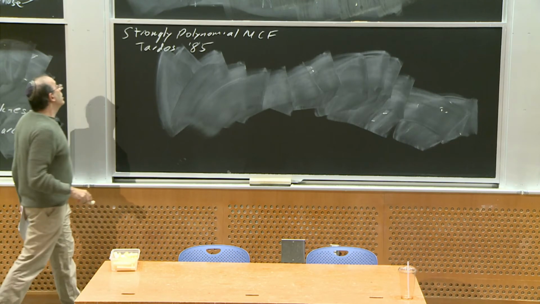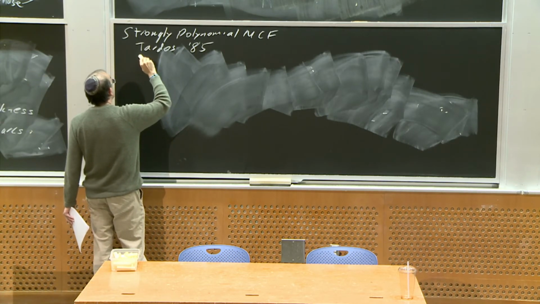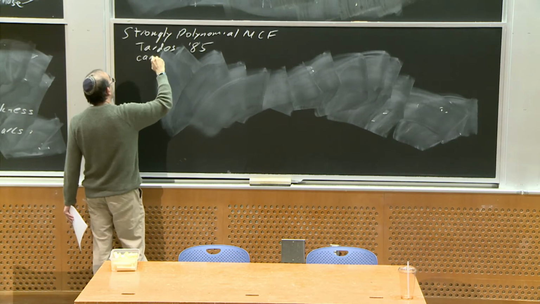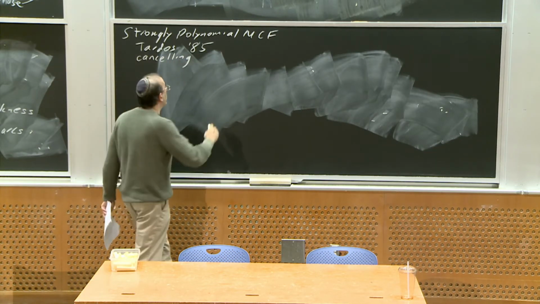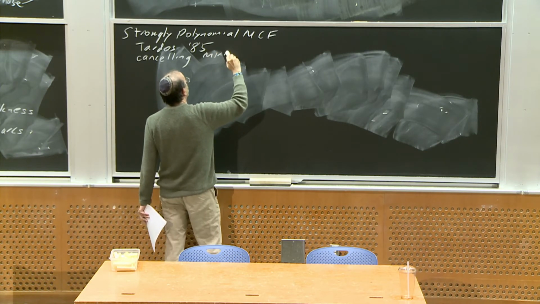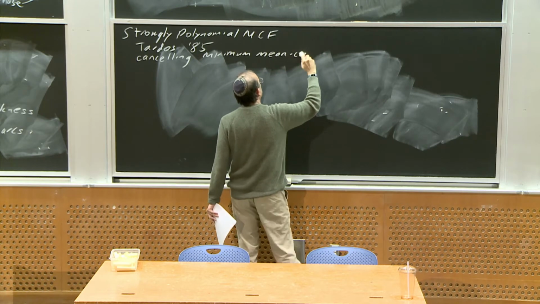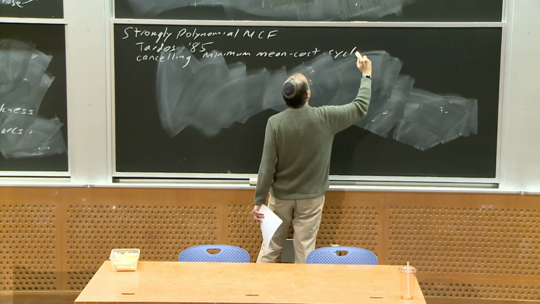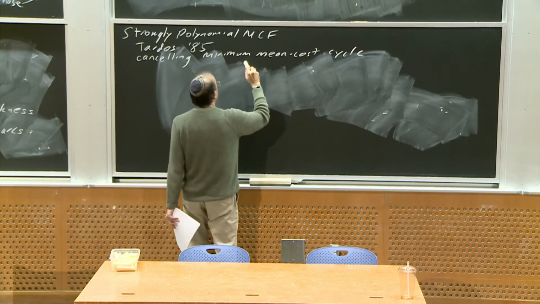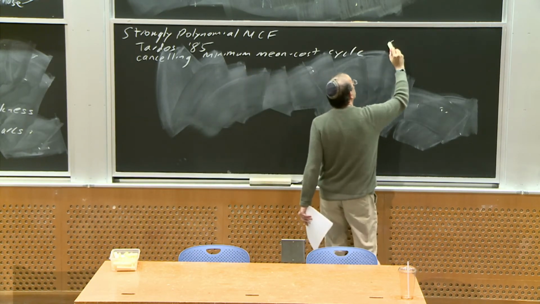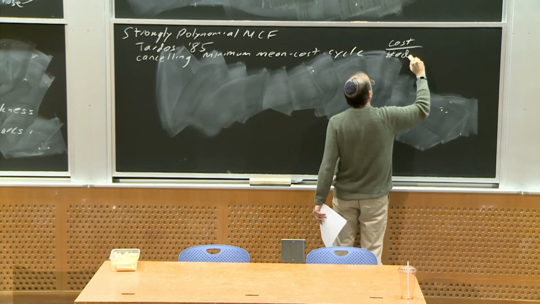The technique that she introduced was a cycle canceling technique, but you don't cancel any old negative cost cycle. Instead, you look for the minimum mean cost cycle. What's the mean cost of the cycle? It's equal to the cost divided by the number of edges.